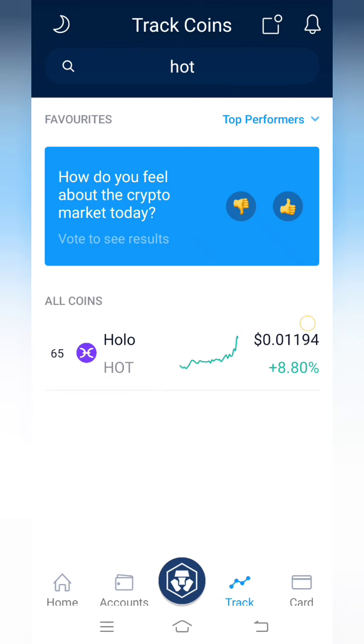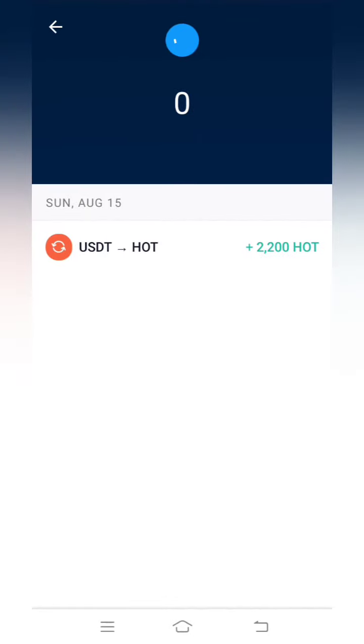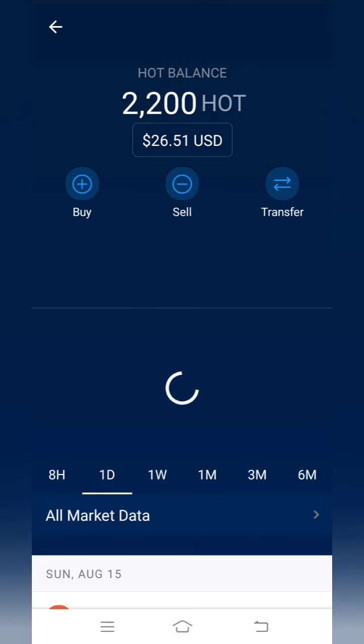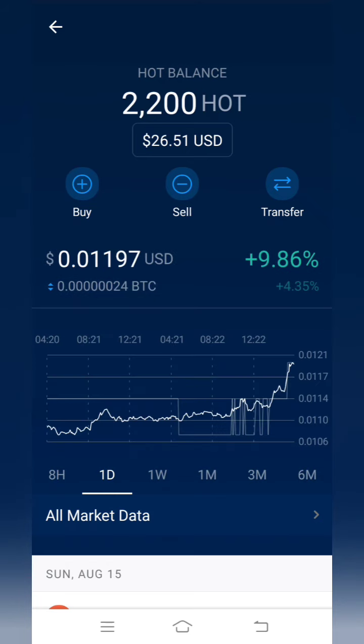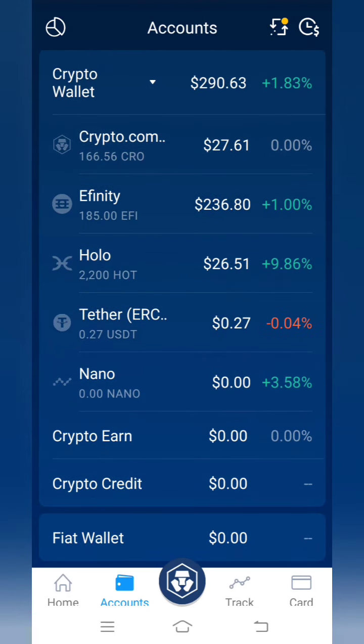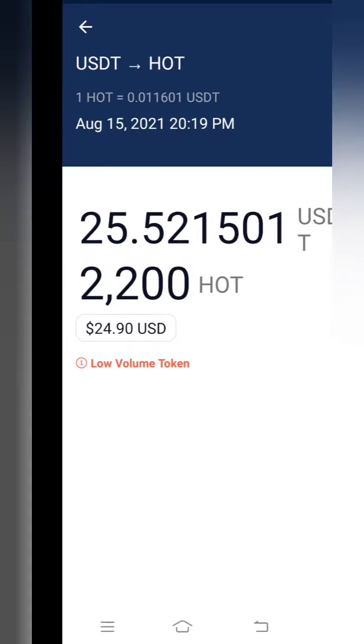Over here we check the current price of the market. And right now I am going to check what price I bought at earlier. I am checking Hot coin. 2200 coins I purchased on 25th August. That is the information given here, 26.51 is the current value. But what is the price I bought at, that is what you see here. Right now I am going to click on this one, 2200.